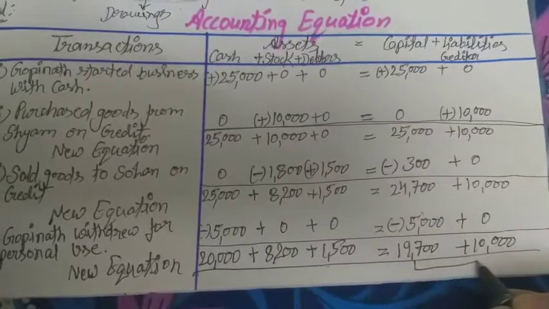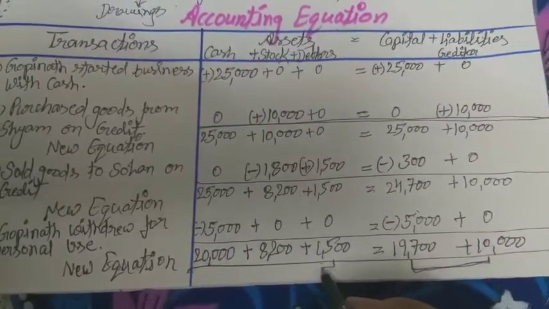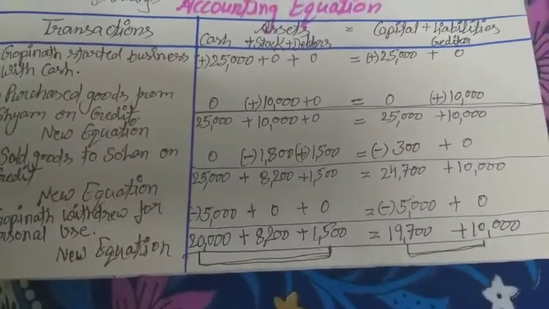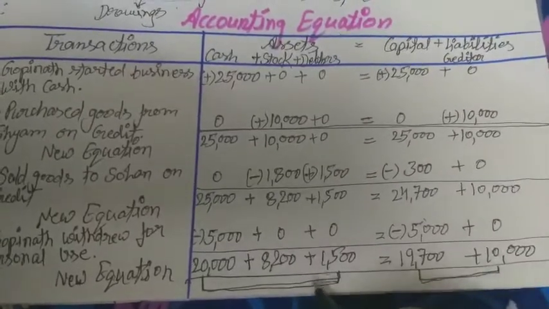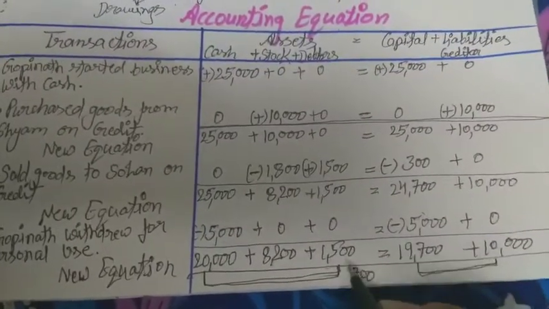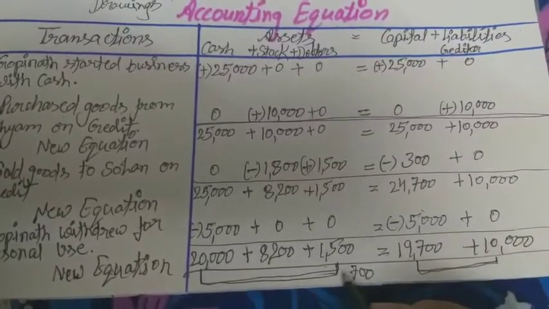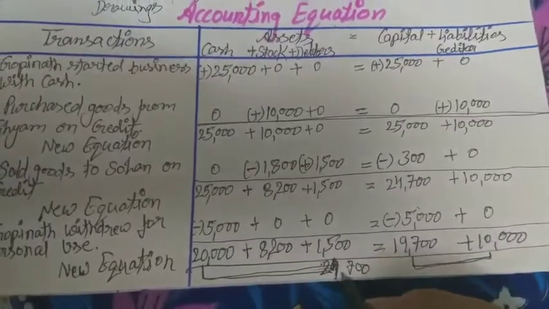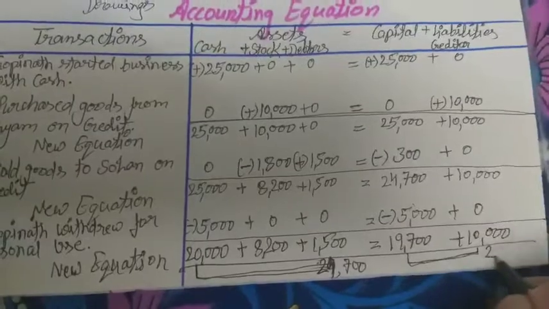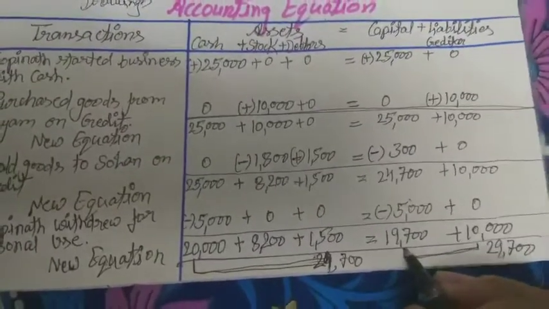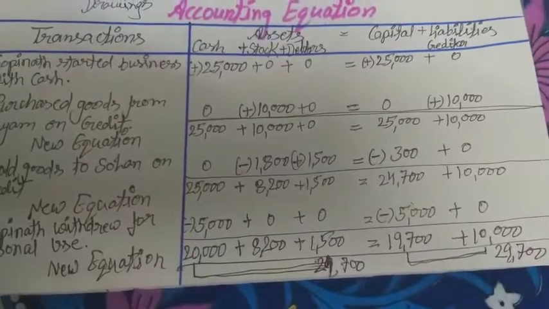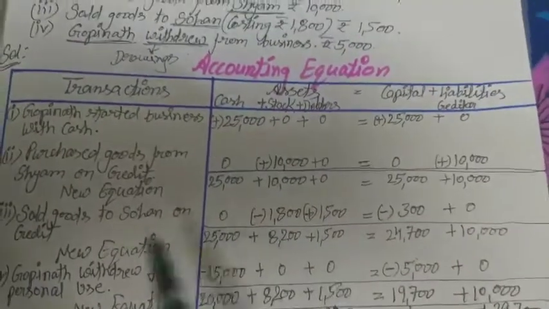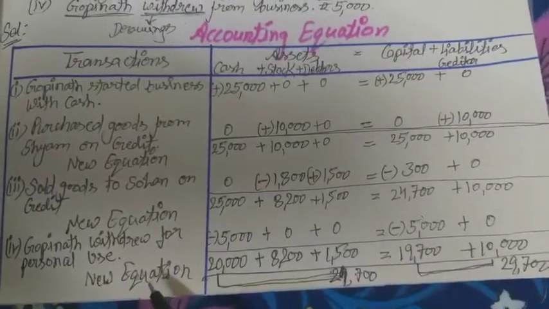If we total this side and this side, it should remain equal. Roughly, the total of this side is 29,700 and this side is also 29,700: 19,700 and 10,000 make 29,700. It will be equal on both sides. So that shows that all the transactions we have passed are correct.